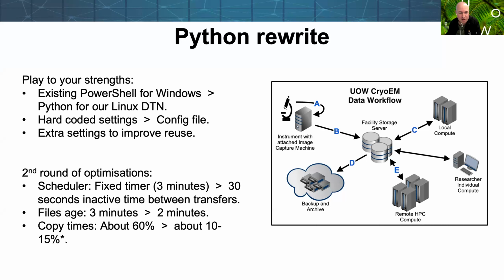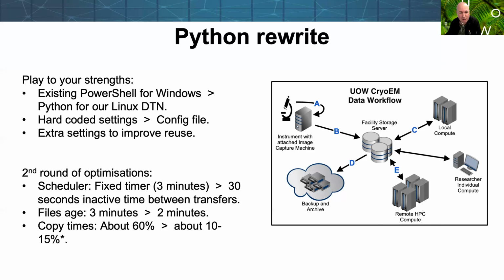We also changed how long to ignore files from 3 minutes down to only 2 minutes. And this last one I put a little asterisk after. When things were running on the Windows capture PC, be it 10 minutes or 3 minutes, the transfer took about 60% of that time. So if we ran it every 10 minutes, it would take about 6 minutes to copy the files that were generated in that 10 minutes.